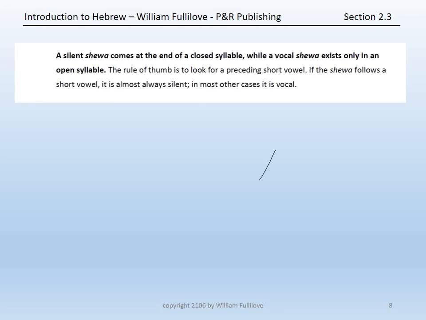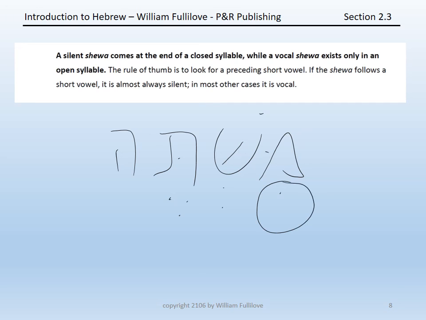For instance, the Hebrew word mish'te is a case where you have a short hirek on the mem, therefore a silent schwa closing the syllable, mish, te.